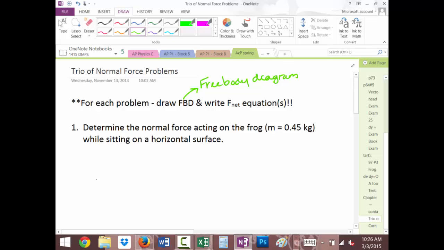Here we go. We're going to draw ourselves a free body diagram of the frog. I'll let you do it, and then I'll compare with you in just a moment. Go ahead and do it, and check with your neighbors once you've got something drawn.